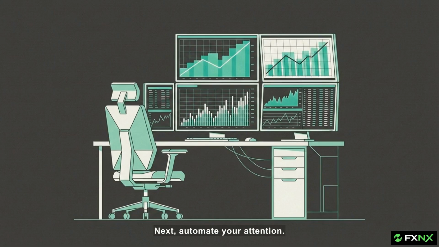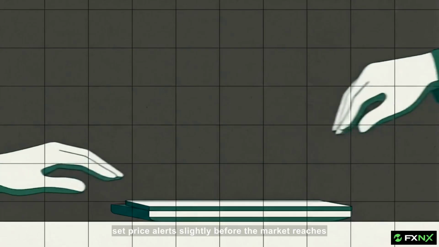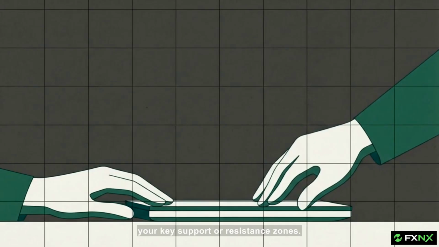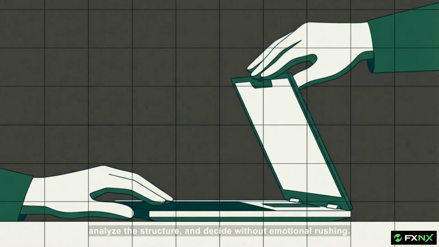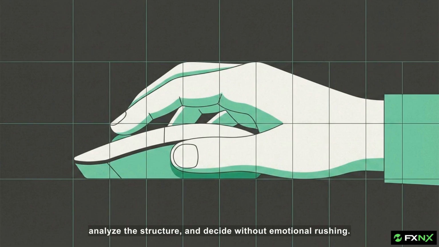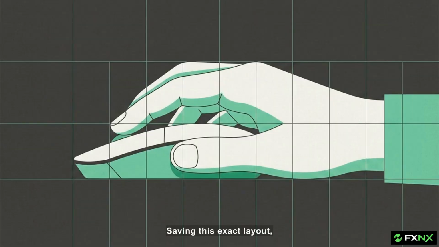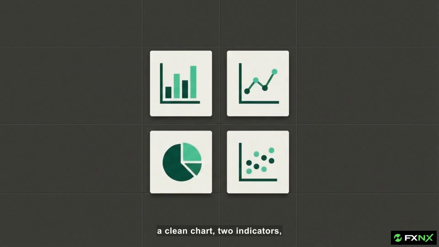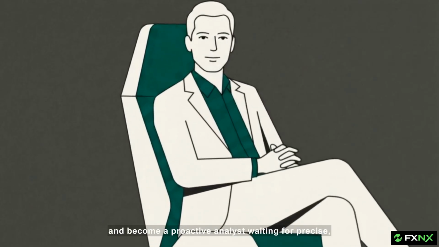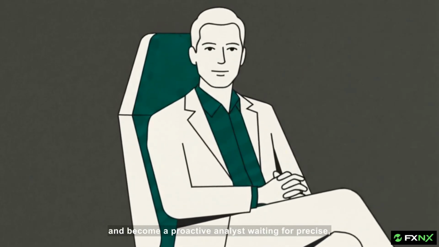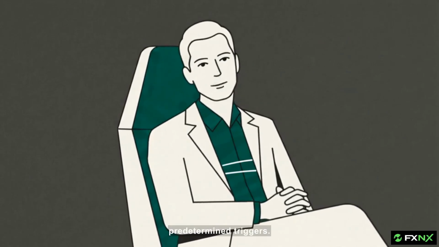Next, automate your attention. Instead of staring at the screen for hours, set price alerts slightly before the market reaches your key support or resistance zones. This gives you time to open your laptop, analyze the structure, and decide without emotional rushing. Saving this exact layout, a clean chart, 2 indicators, organized watch lists, and smart alerts, removes the anxiety from the process. You stop reacting to every tick and become a proactive analyst waiting for precise, predetermined triggers.